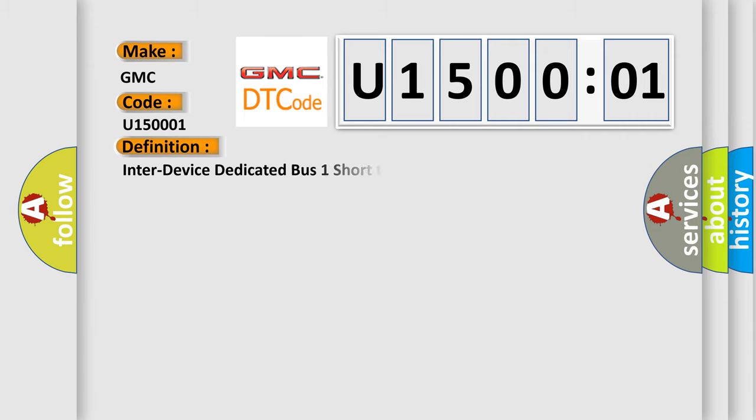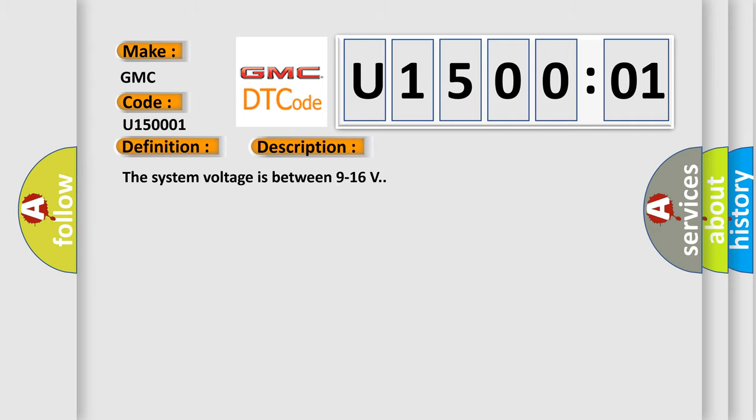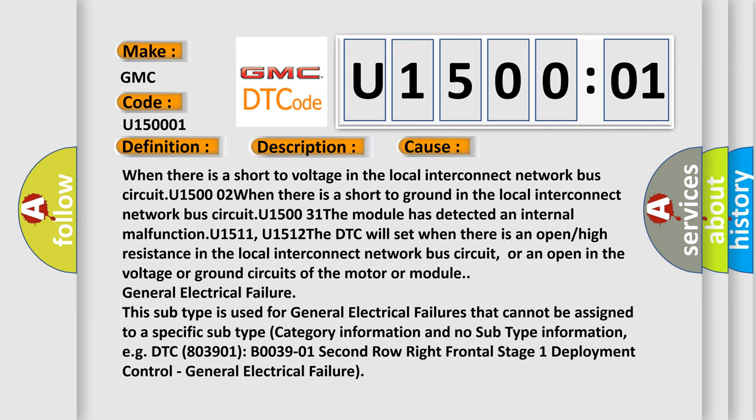The basic definition is inter-device dedicated bus 1 short to battery. And now this is a short description of this DTC code. The system voltage is between 9 and 16 volts. This diagnostic error occurs most often in these cases.